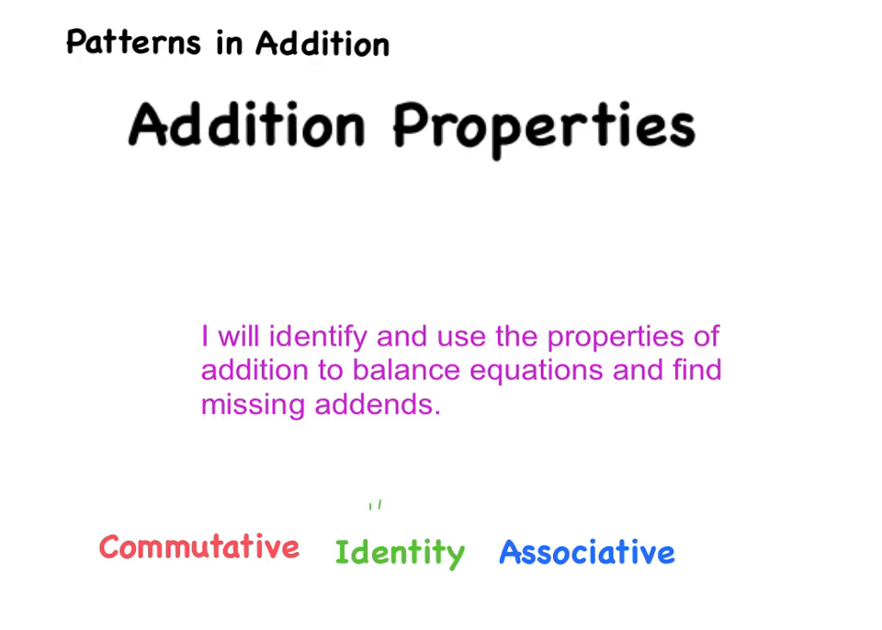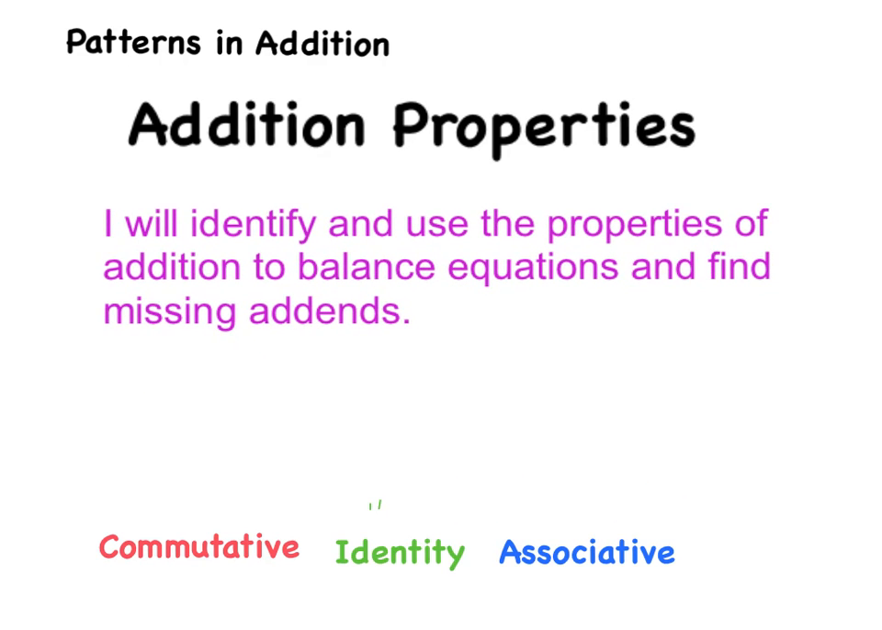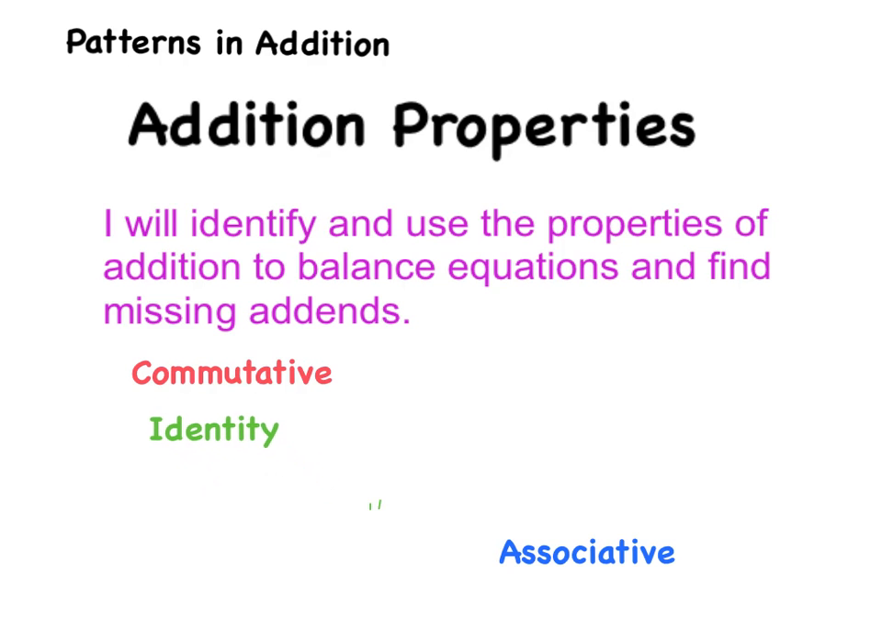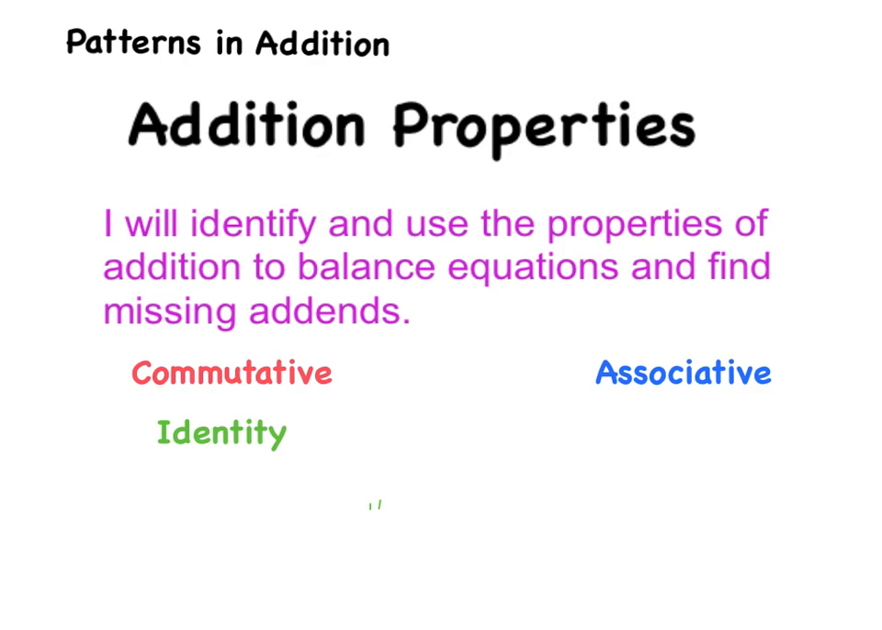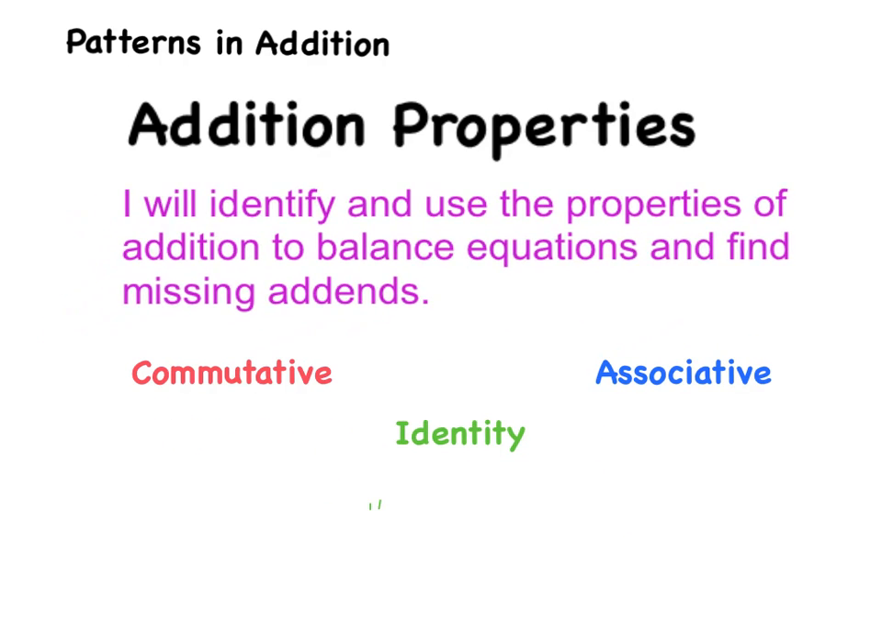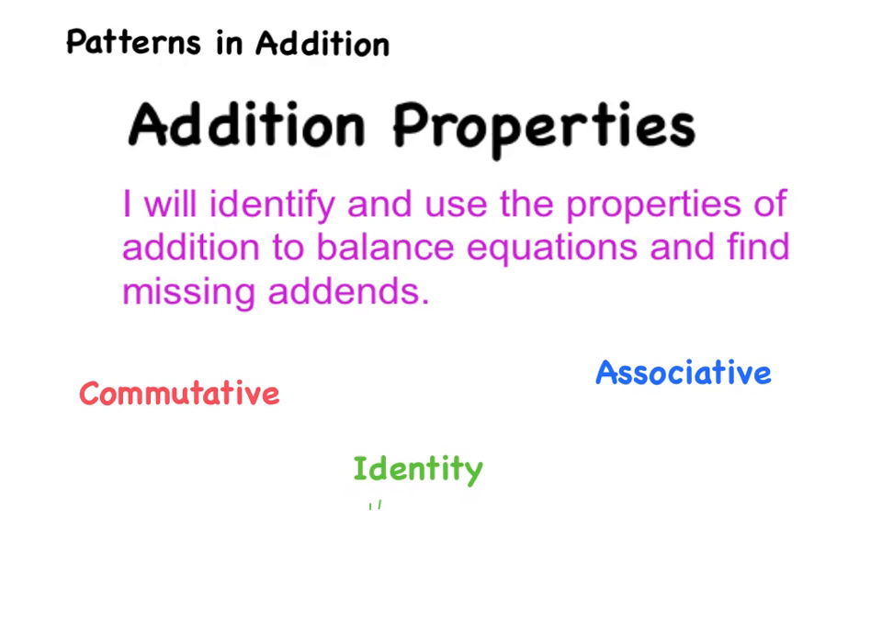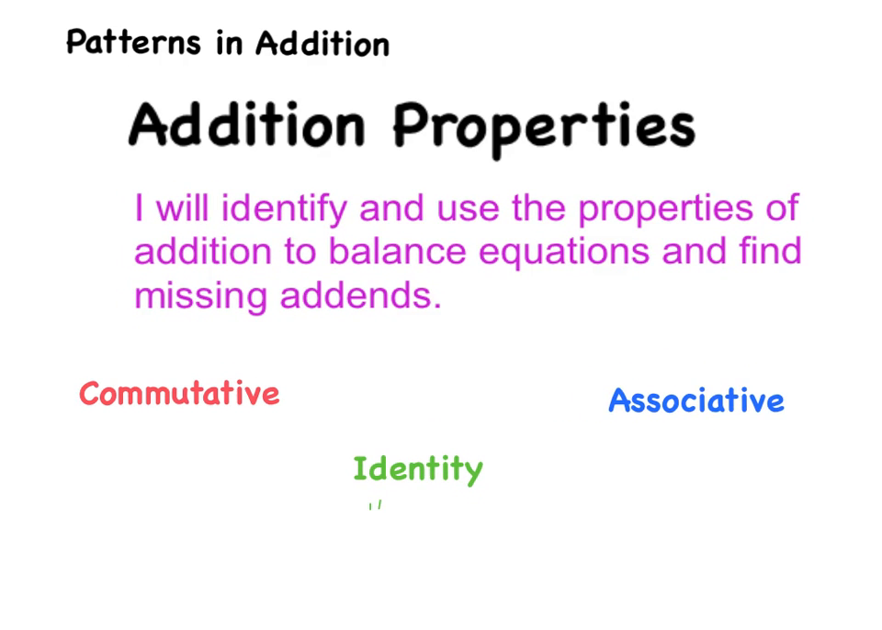properties. So our learning target today is: I will identify and use the properties of addition to balance equations and find missing add-ins. There are three properties we're going to be focusing on today: the commutative, identity, and the associative properties. These are the three vocabulary words that you are really going to have a good grasp on by the end of this lesson. So let's get started.